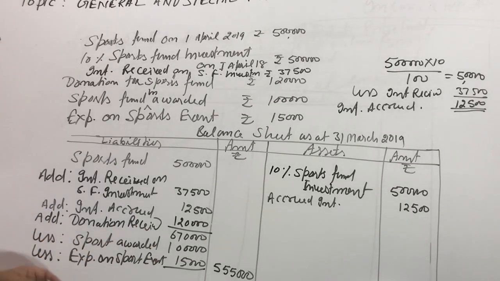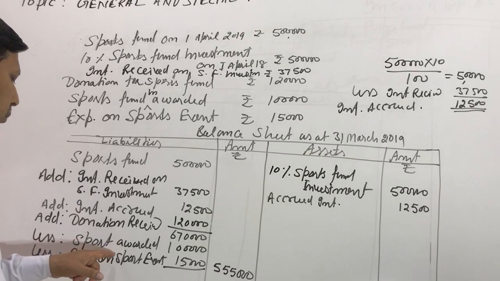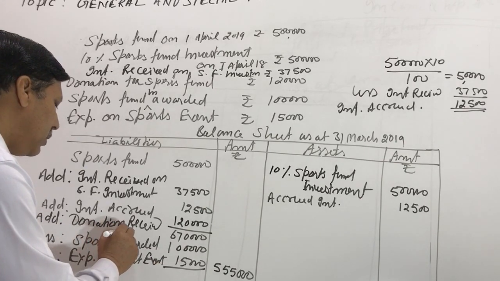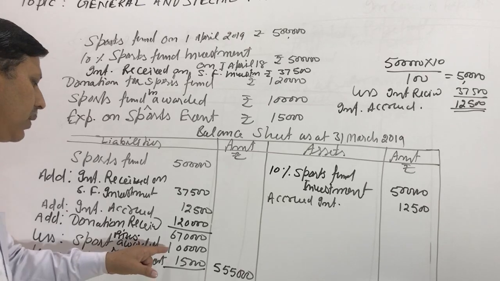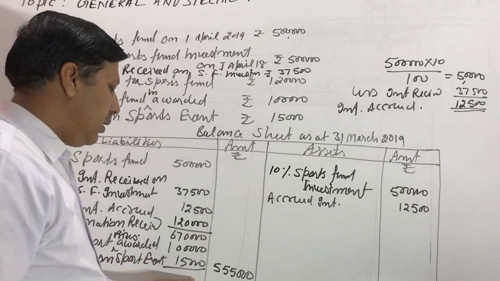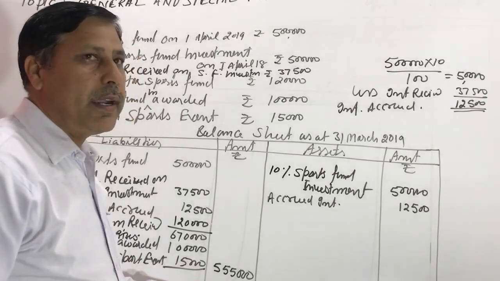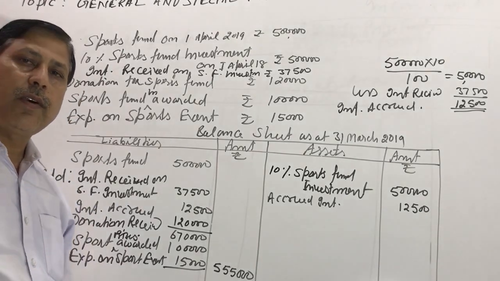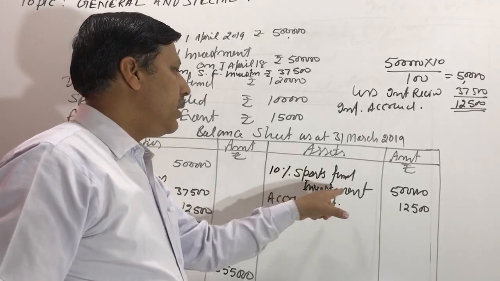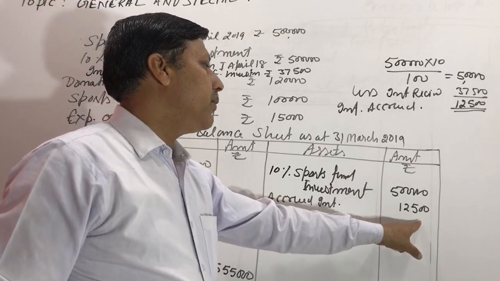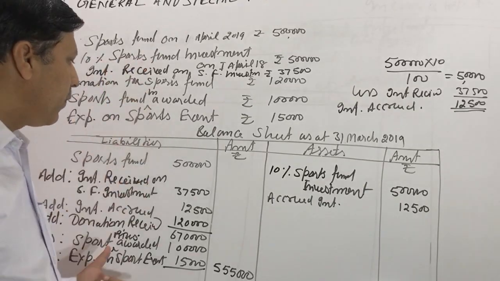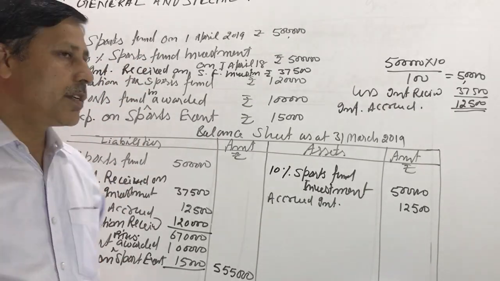But here we have two types of expenditure: sports prizes awarded 1 lakh, and expense on sports event 15,000. It is also deducted from here. That becomes 5,55,000, and it is special purpose fund or specific fund. Next one, here sports fund investment 5 lakh and accrued interest 12,500. It will be shown in the asset side. So this is the specific purpose fund, and we discuss general fund also.